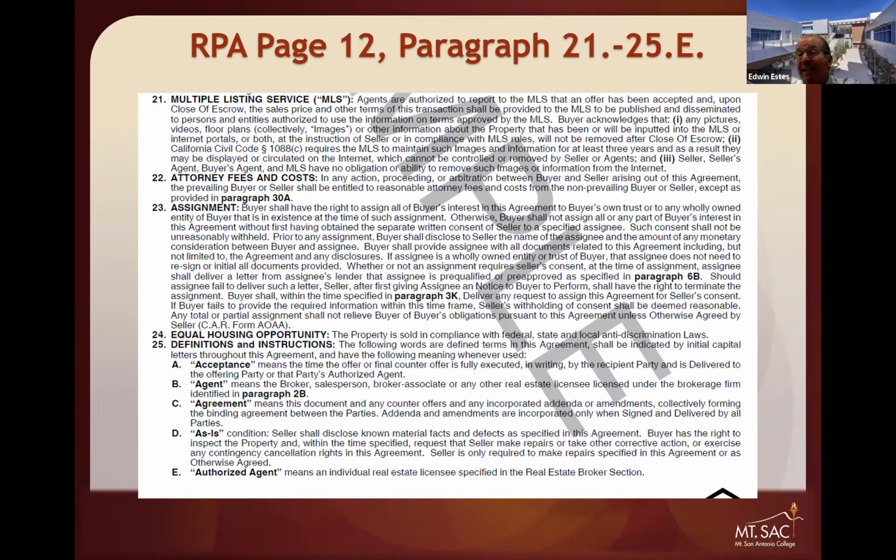But if they're assigning it to a third party, they need to notify and request seller consent within 17 days from acceptance. If they're being paid by the other party, they have to disclose that to the seller. If they fail to request that within 17 days, okay, the seller is under no obligation to approve the assignment, okay? So again, you've got to keep it within that 17 days.